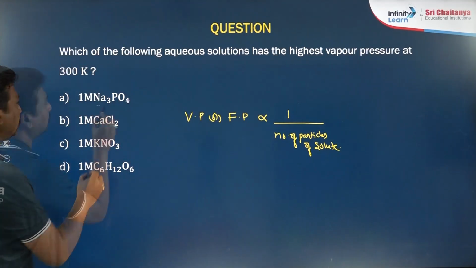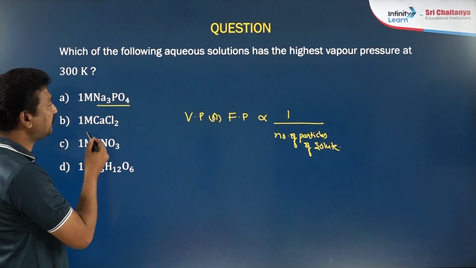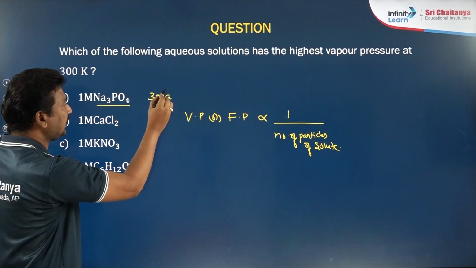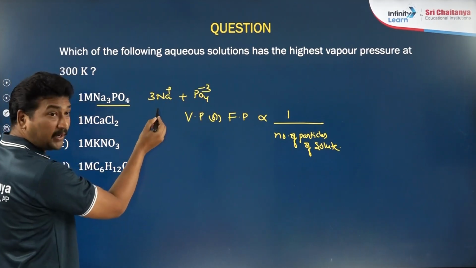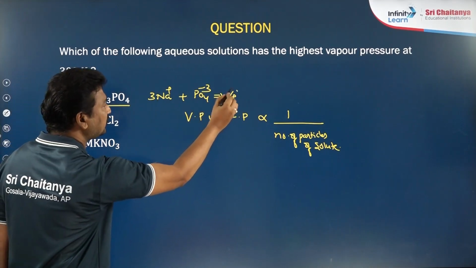Go through the options. Na3PO4. Alpha is not yet mentioned. You can take the i value as the number of particles here. Na3PO4: when you split this, 3Na plus and PO4 3 minus. How many particles is it? 3Na plus, 1 PO4 3 minus. Together it is 4 particles.